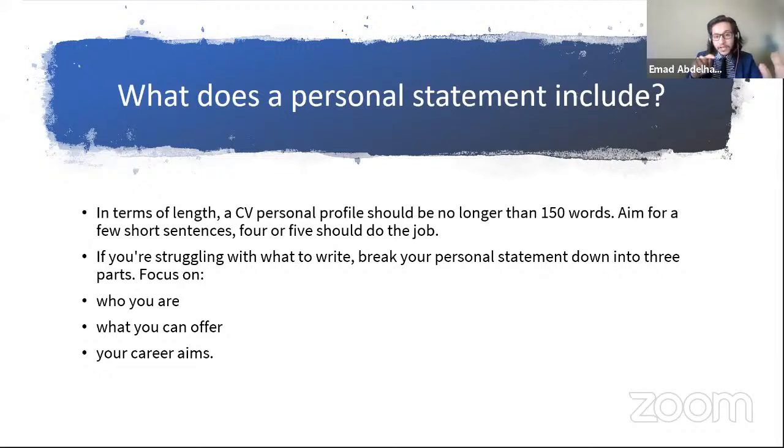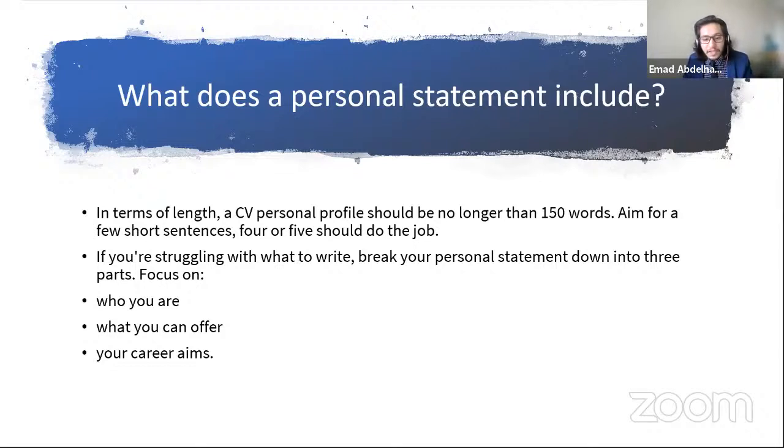So remember, here we're talking about the short personal statement or the personal profile, which is a short paragraph that you write in your CV. This would be within your CV. We will talk about other types later today, but this one is the first type that I'm going to talk about. In there you say who you are, what you can offer, and your career aims.